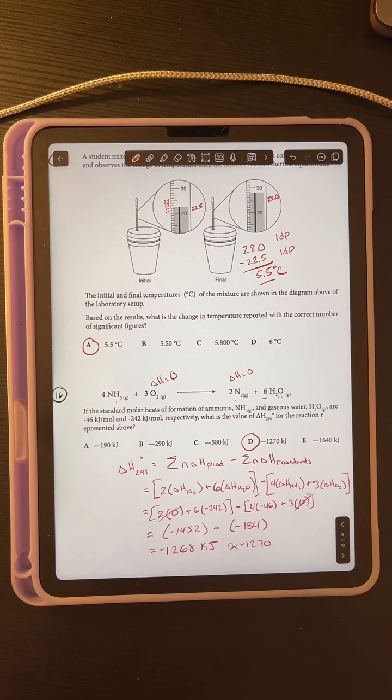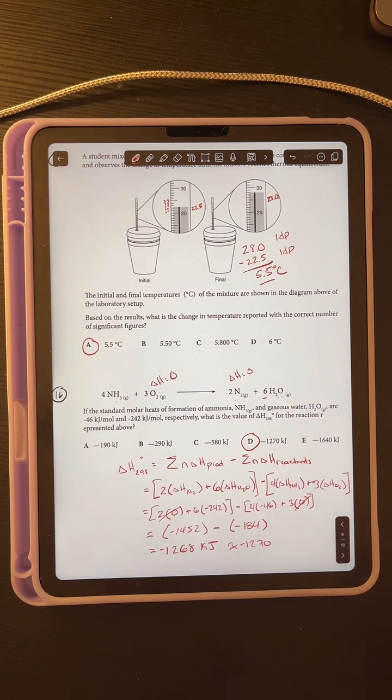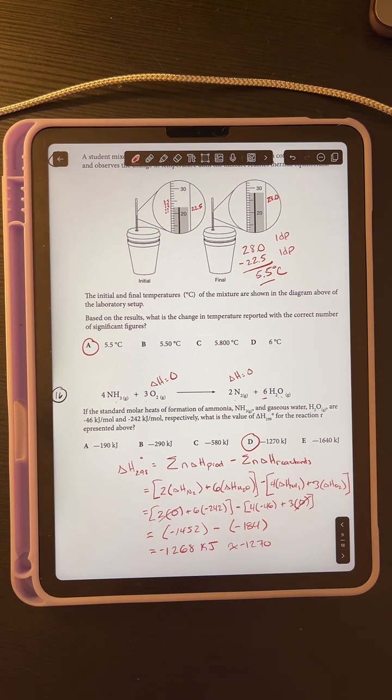Yeah, so I did double check. Bond enthalpies, it is reactants minus products. Everything else, it'll be products minus reactants. I apologize for the confusion on that one.